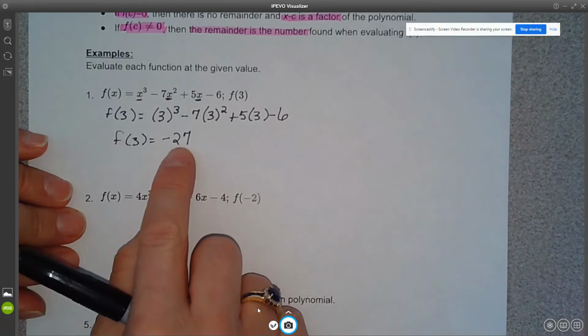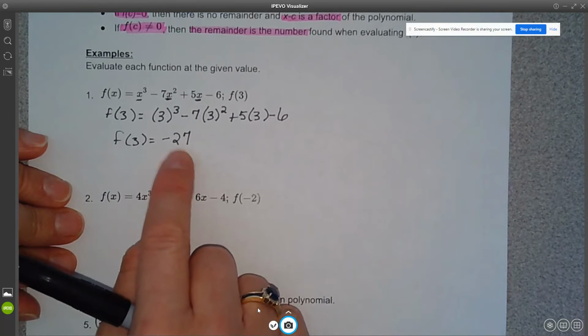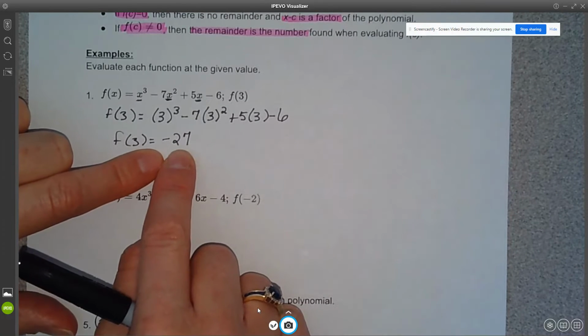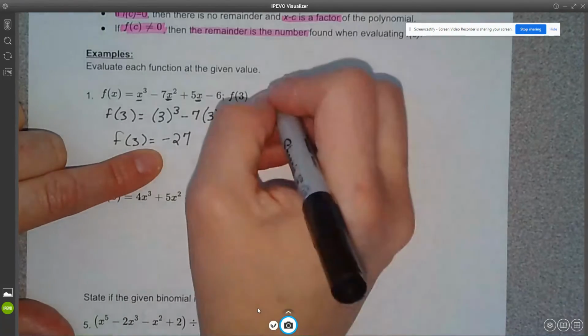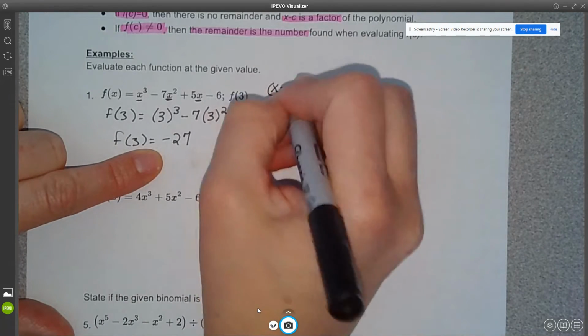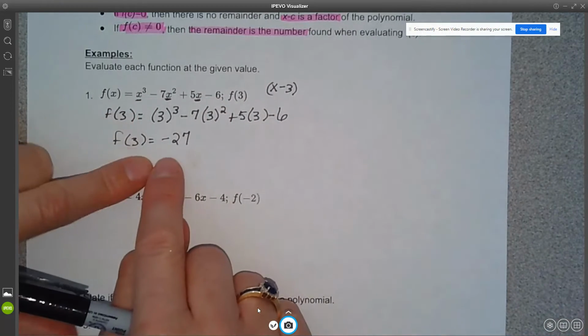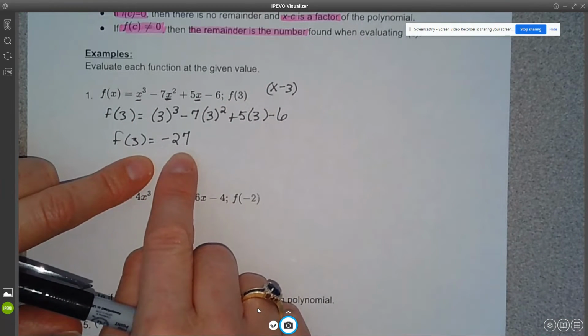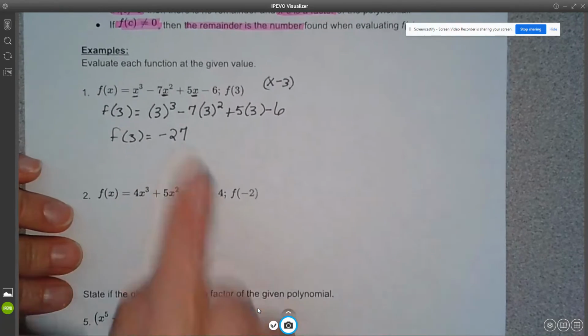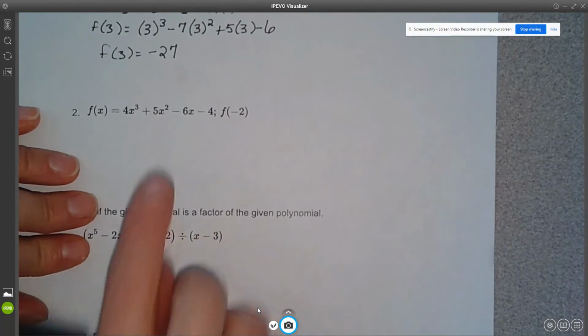Now, we're going to talk about what that means in just a few minutes, but right now what that means is if I were to divide x minus 3 into this, my remainder would be negative 27. That's what my remainder would be. Let's look at number 2.